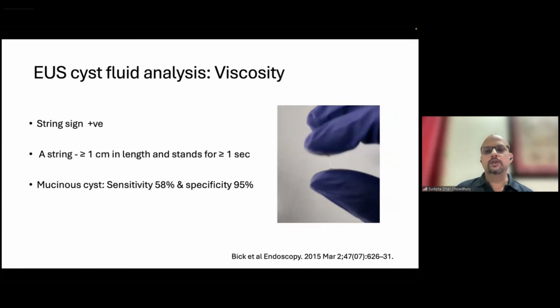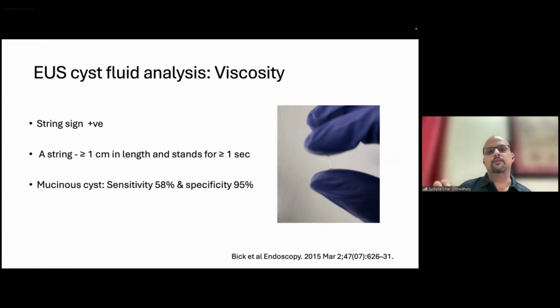Then, of course, EUS gives us the opportunity of puncturing the cyst, aspirating the content, and assessing the content. In the content, we are primarily concerned with discriminating between mucinous and non-mucinous. A very simple way to discriminate between mucinous and non-mucinous is a string test. The string test involves either taking 2 slides, putting a drop of the aspirate onto 2 slides and separating the slides, or putting it between 2 gloved hands and separating it out.